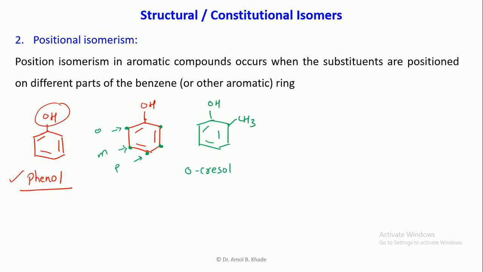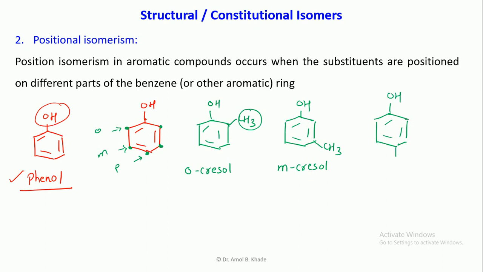Okay, this is orthocresol, or 2-methyl phenol, that is the name of the compound. Now I can have one more structure in which I am changing the position of this methyl. From ortho, the methyl is attached at meta, so this will become a metacresol. Similarly, I can have one more positional isomer for this compound.